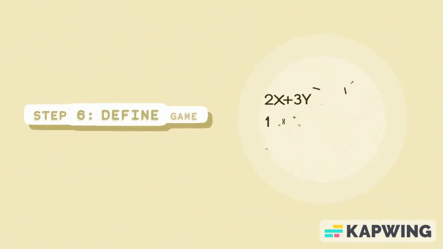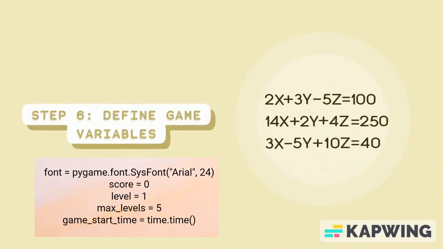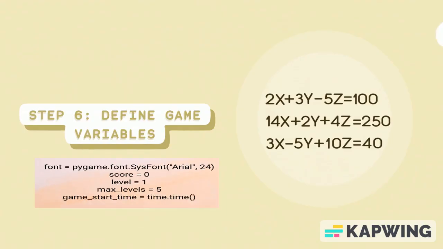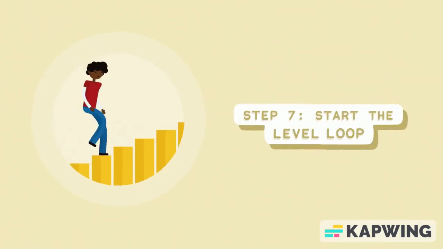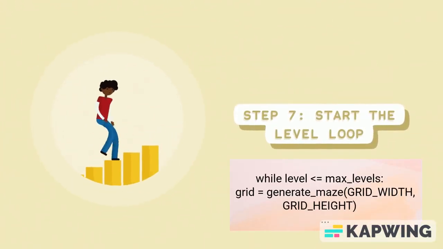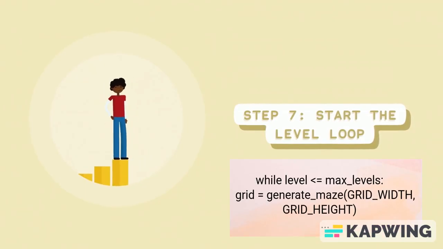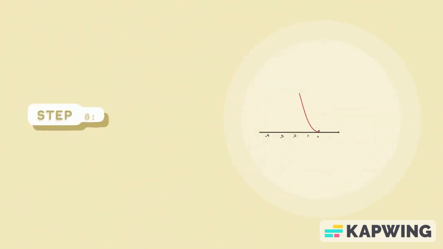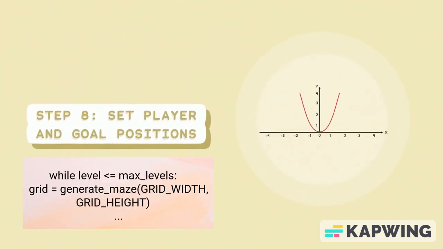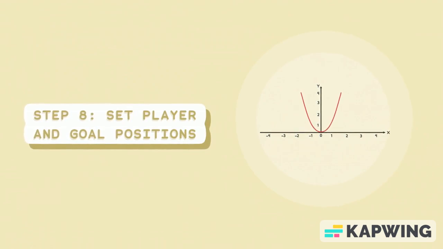Let's set up some essential variables. Score starts at 0, the player starts at level 1, and we track total game time. This while loop controls how many levels the player can complete. For each new level, we generate a maze. We place the player at position 1, 1, and the goal near the opposite corner of the grid. This creates a clear objective.